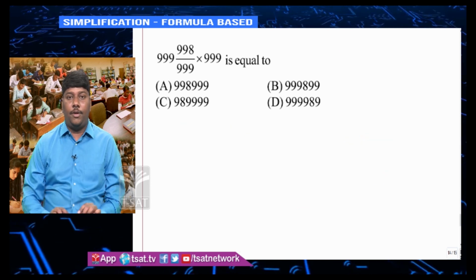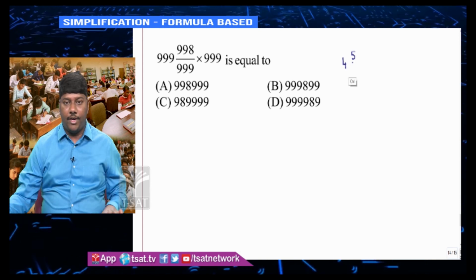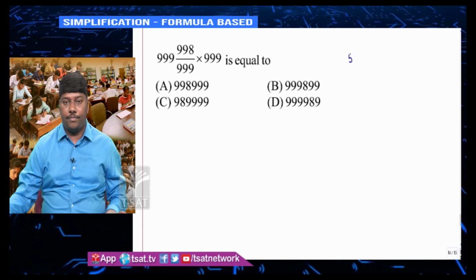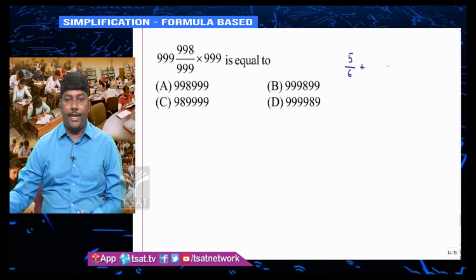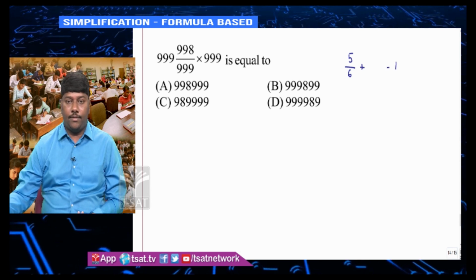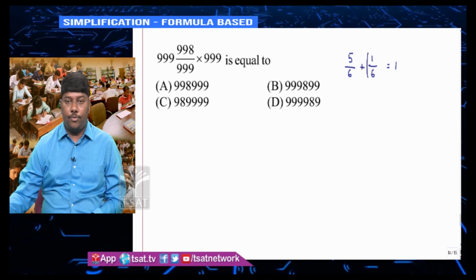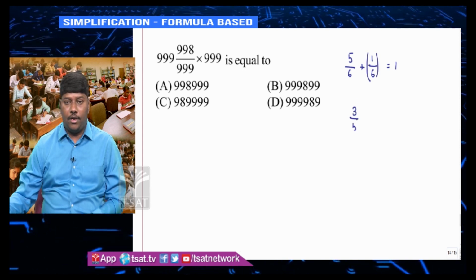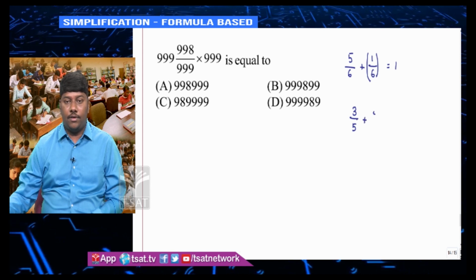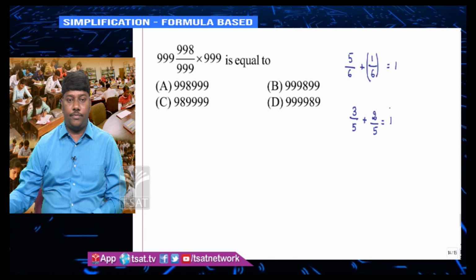We all know a b by c is a plus b by c. Now see here, 5 by 6 you take it. How much you need to add in order to make it 1? So I want it 1. I just need to add 1 by 6 here in order to make it 1. I have 3 by 5. How much we need to add in order to make it 1? That's 2 by 5 I need to add to make it 1.